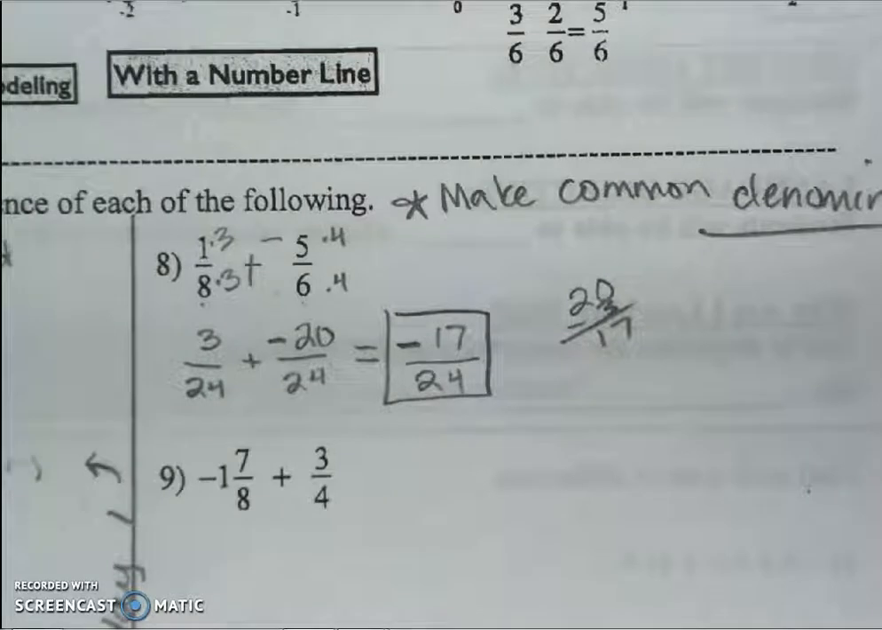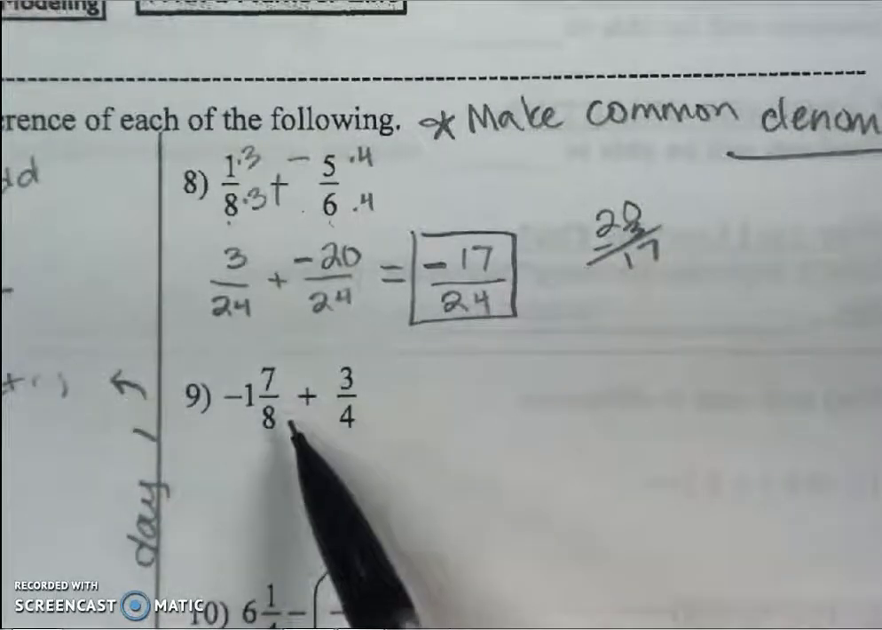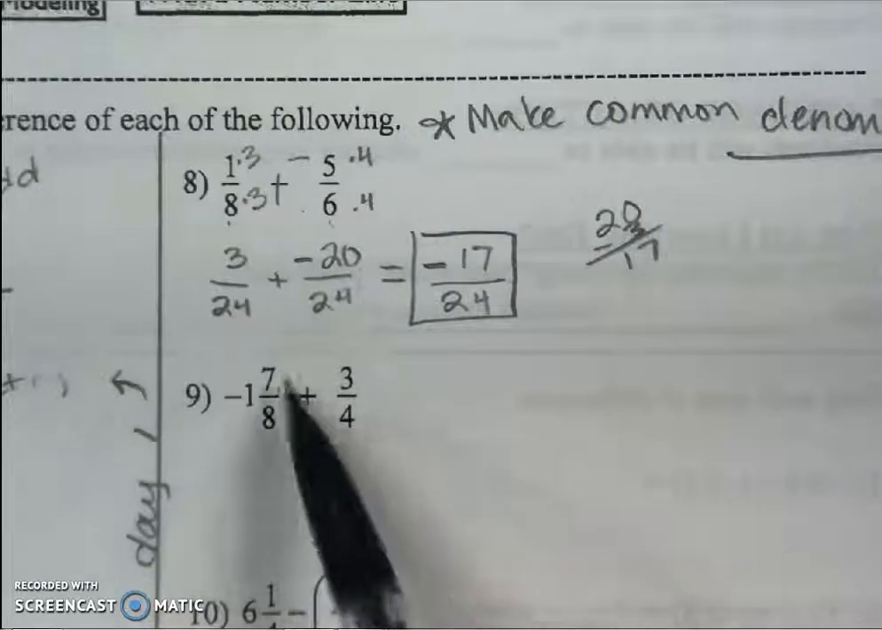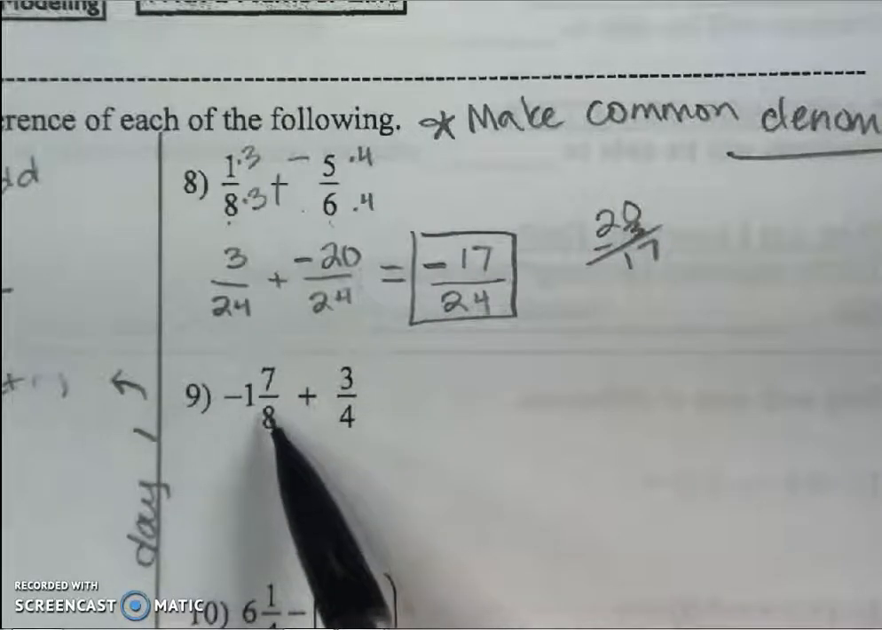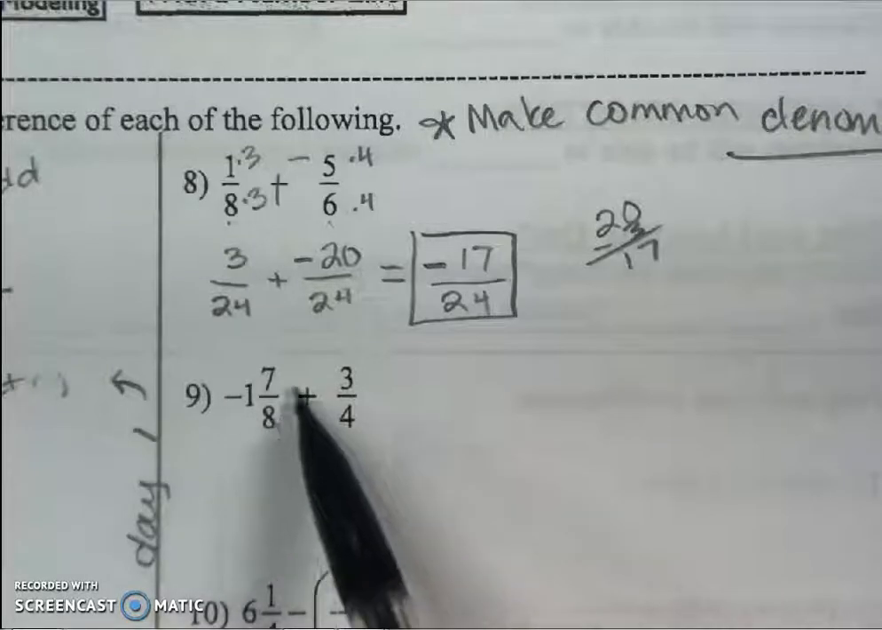All right, so it's just like our fraction unit. We just threw in some negatives now. How about number 9? This one's fun. So I see a mixed number. Remember, we need to change to improper, so big by the bottom at the top.